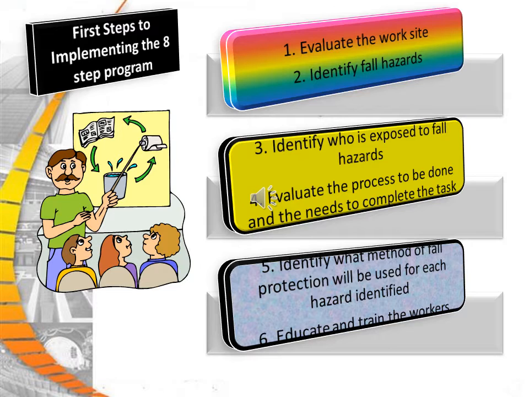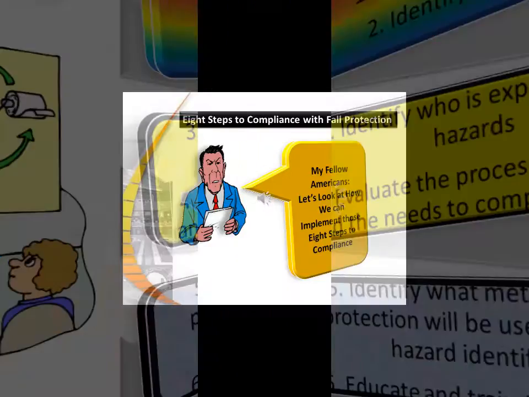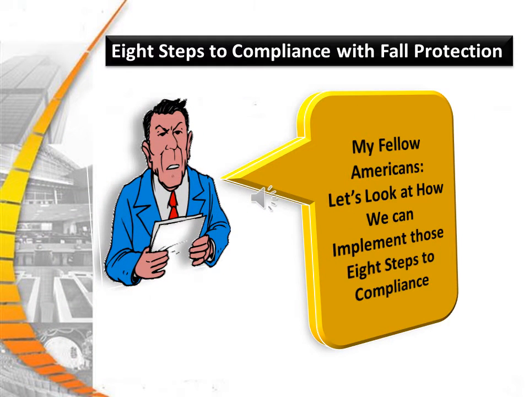Evaluate the work site. Identify fall hazards. Identify who is exposed to fall hazards. Evaluate the process to be done and the needs to complete the task. Identify what methods of fall protection will be used for each fall hazard identified. Educate and train workers. Okay, let's look at how we can implement each one of those 8 steps to help us comply with the fall protection standard.